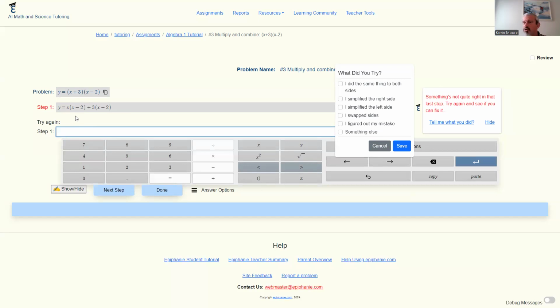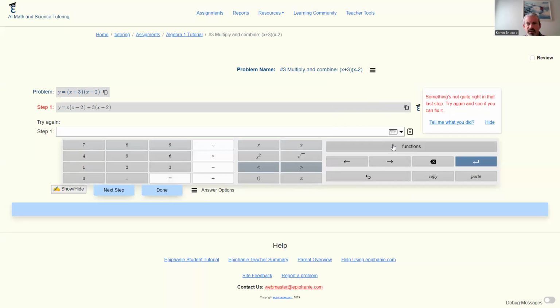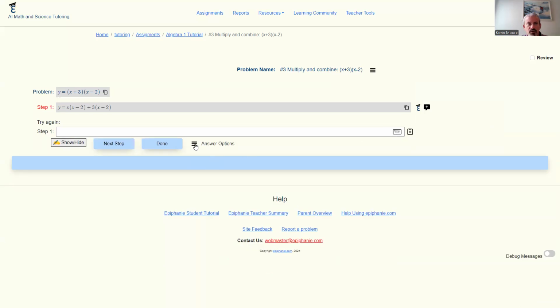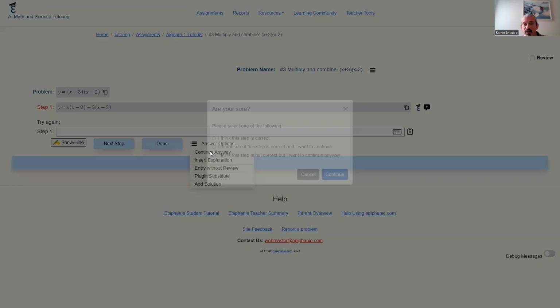Basically, it looks like a function to us, and we're working on how to resolve the difference between a function and an implied multiplication. But for now, put the multiplication symbol in there and it'll work. If you think you're right and you don't want to work through what happened here, you can always go here to answer options and continue anyway.